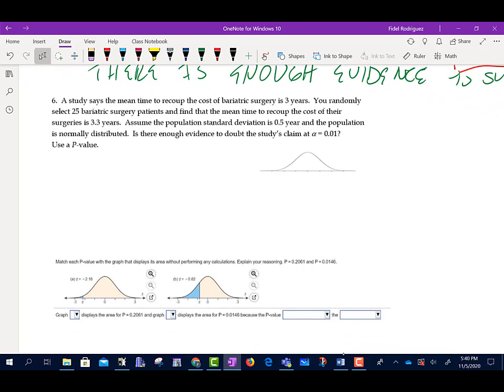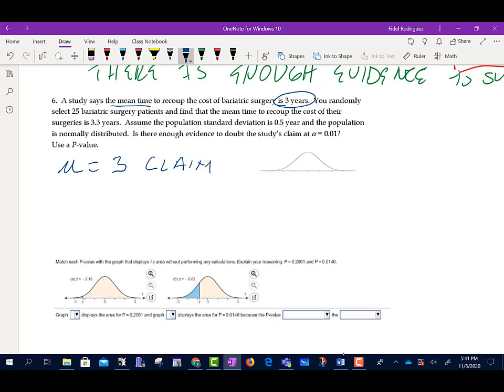So look, let's take a look at number 6 here. It says, a study says the mean time to recoup the cost of bariatric surgery is 3 years. I'm going to stop right there. Just reading that first sentence, the mean time, remember this is my mu, to recoup the cost of bariatric surgery is 3 years. This is equal to 3, okay?